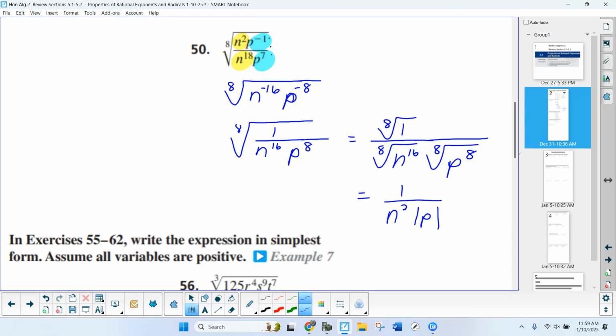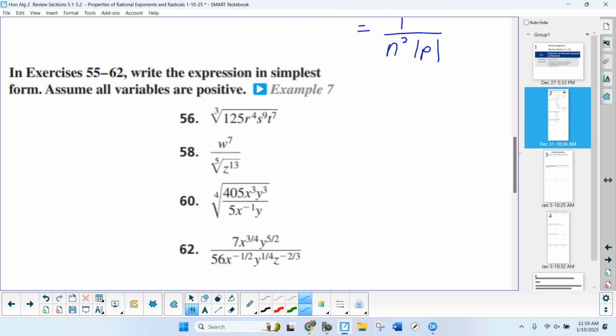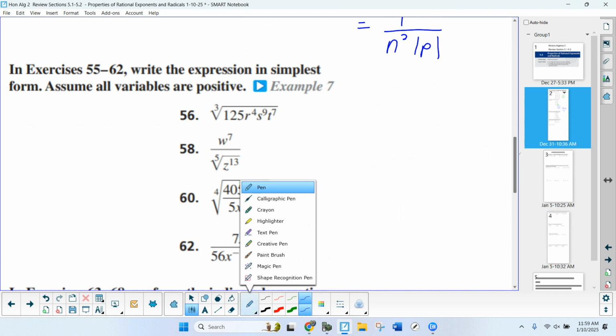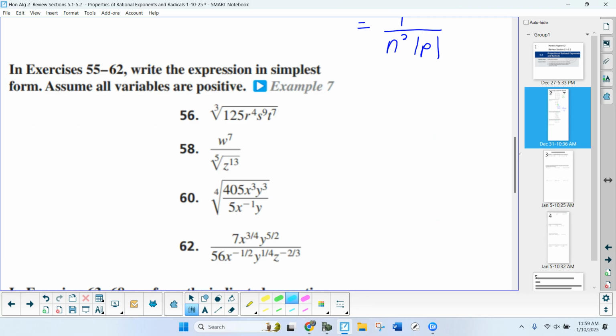Okay, how about the next group? Now we're assuming all variables are positive. 62 is one I got a lot. 60 and 62. Do we need either one of those? Both? Okay. So on number 60, I first did the same thing I did in the other one. Look at your numbers, 405 divided by 5. I did x to the 3rd over x to the negative 1.